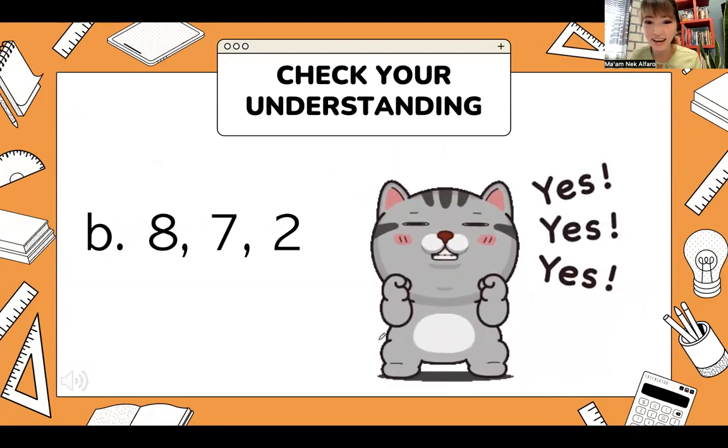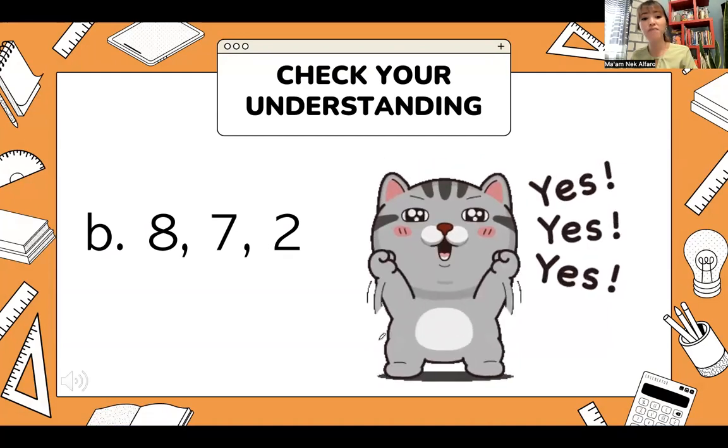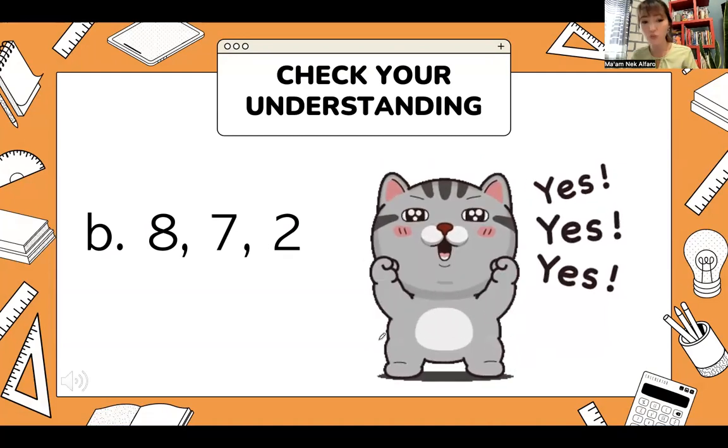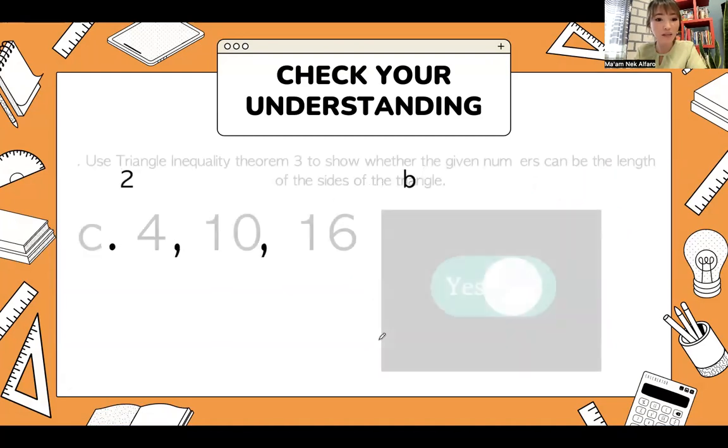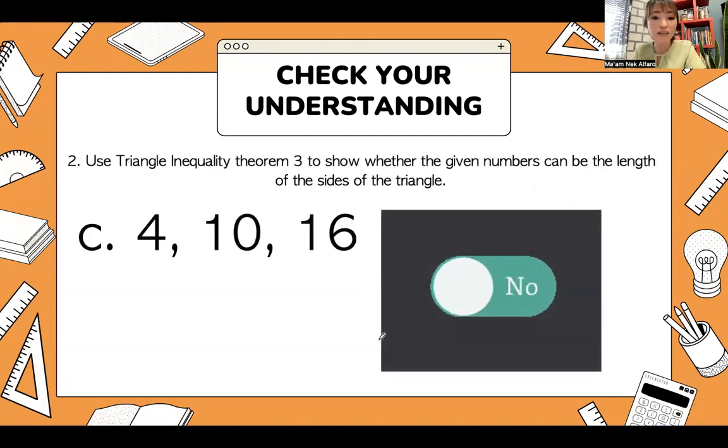Yes. So we have 8 plus 7, 15 is greater than 2. Correct. 7 plus 2, 9. 9 is greater than 8. True pa rin. So 8 plus 2, 10. 10 is greater than 7. So those statements are true. So therefore, it can form a triangle. Next, how about this one? 4, 10, 16.